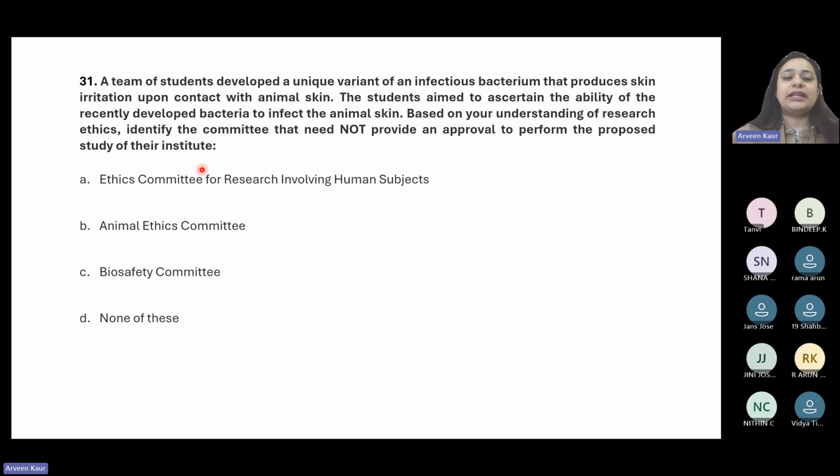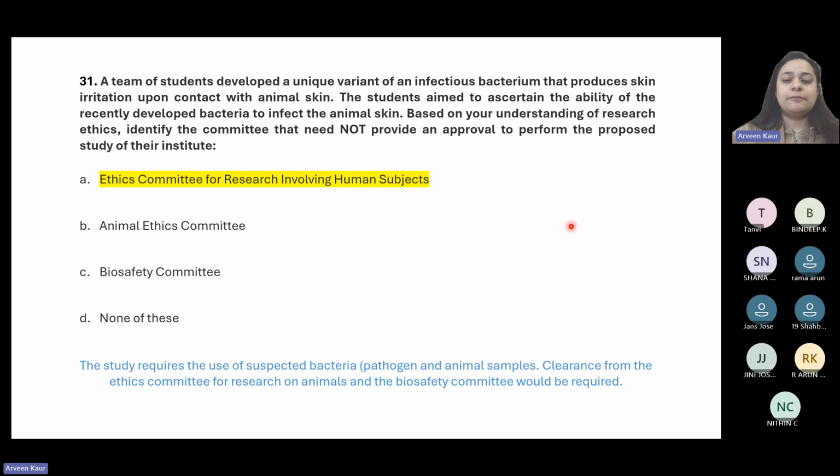So instead of the Ethics Committee for Research Involving Human Subjects, now the committee that needs to be talked to or taken permission from is the Animal Ethics Committee along with the Biosafety Committee, because it is a virulent or infectious strain of bacterium, right? So this is a committee which these students need not take the approval from, right? Because they are not working with the human subjects and their strain doesn't bother the human subjects, right?